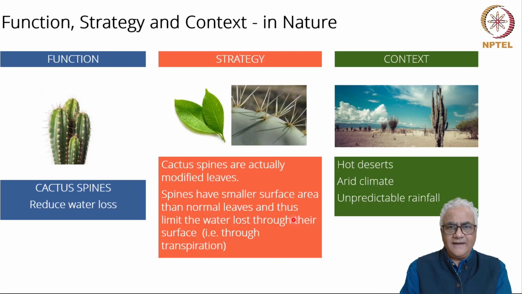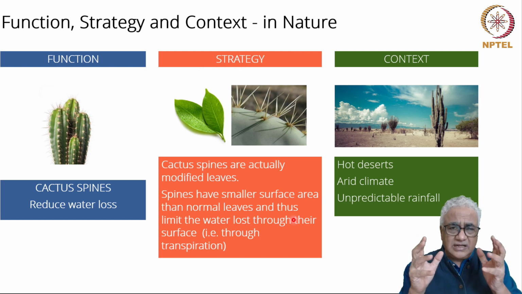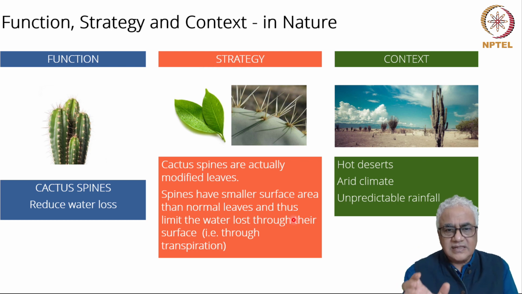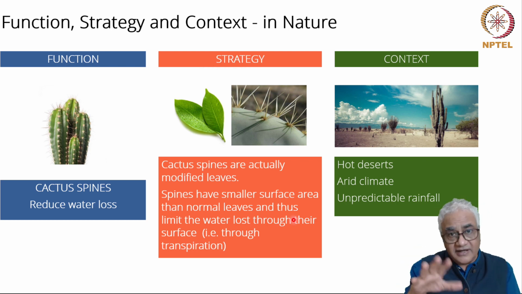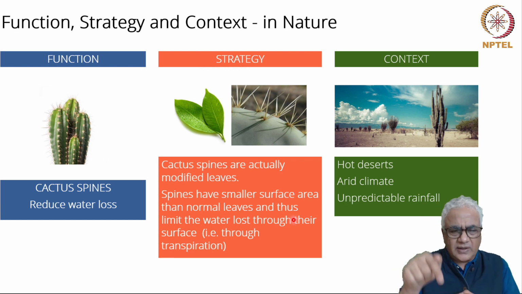So final slide: function, strategy, context, and nature. The function of cactus spines is to reduce water loss, because in the desert it needs to conserve water. The strategy is that cactus spines are actually modified leaves. And I'm just reading the strategy so that it gets into your head.